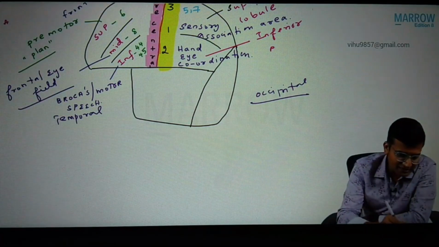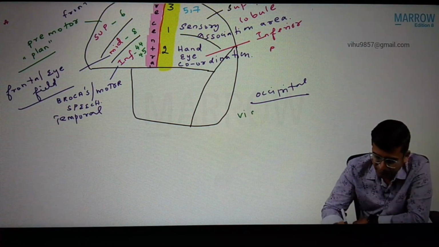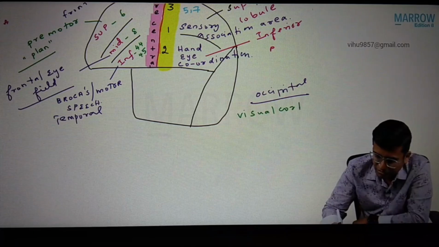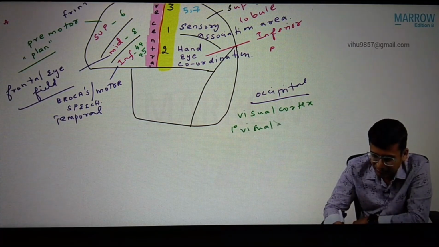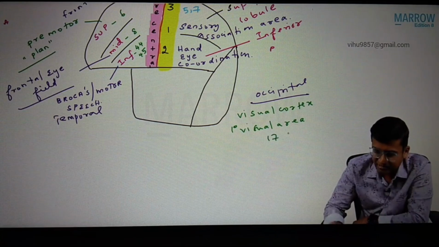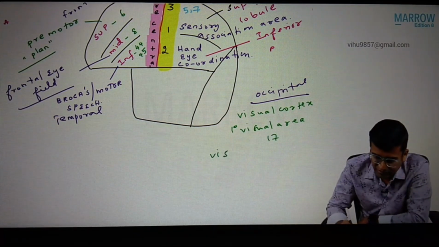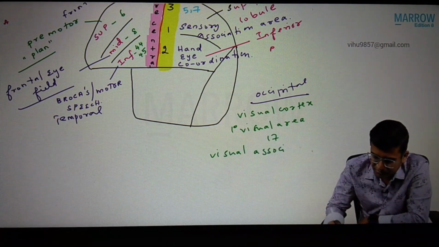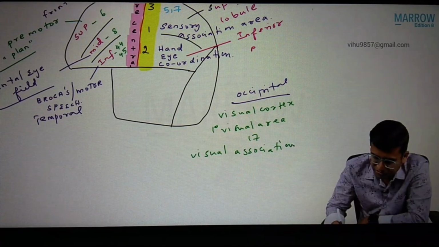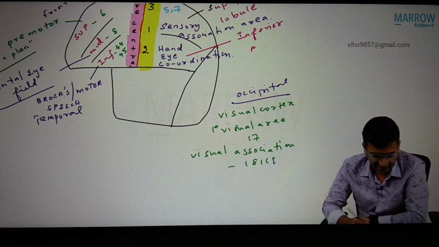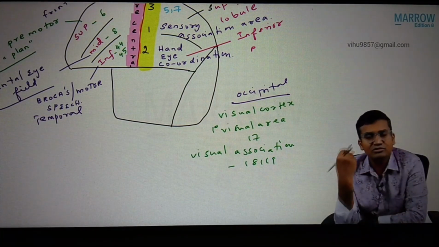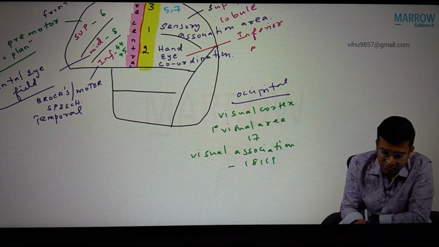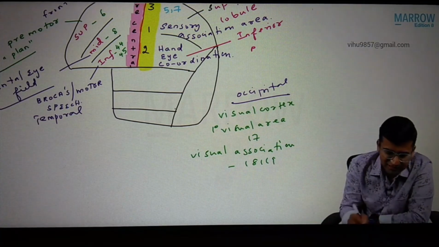Next, visual cortex. The occipital cortex is our visual cortex. The primary visual area is area number 17, and the visual association area is area number 18 and 19. Now this is the temporal lobe. Again, in the temporal lobe, we have 2 sulci and 3 gyri.